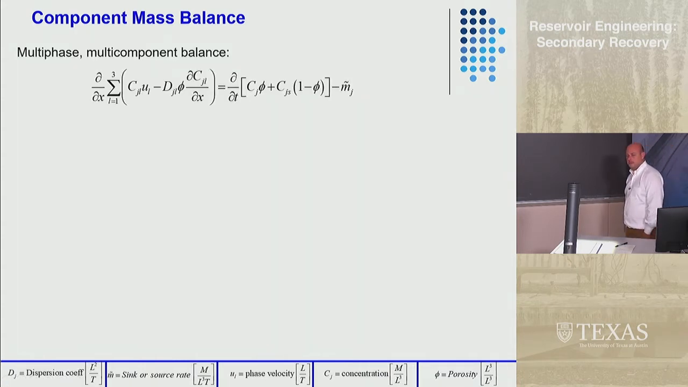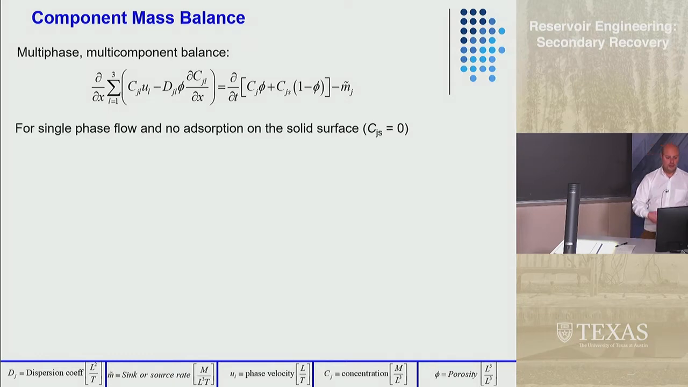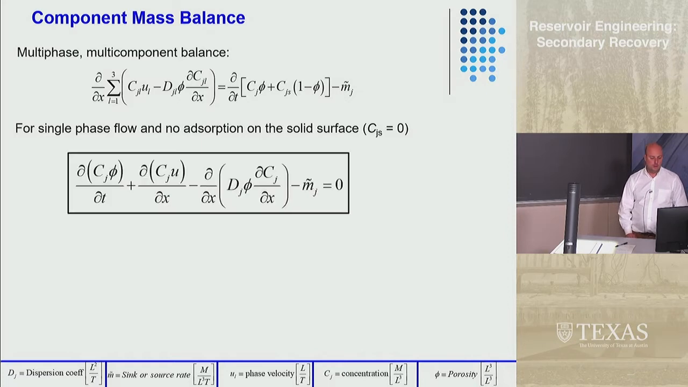So if I put all that together, if I put in my definition of NJ and my definition of WJ, my component balance for multiple phases, by multiple phases I mean aqueous phase, oleic phase, and gaseous phase, looks like this. Okay, it's kind of complicated. We can simplify that for the case that, first off, let's say that there is no adsorption. We'll come back to that. I think we're going to talk about adsorption more next week. But for now, let's just assume that there's no component that adsorbs onto the rock.